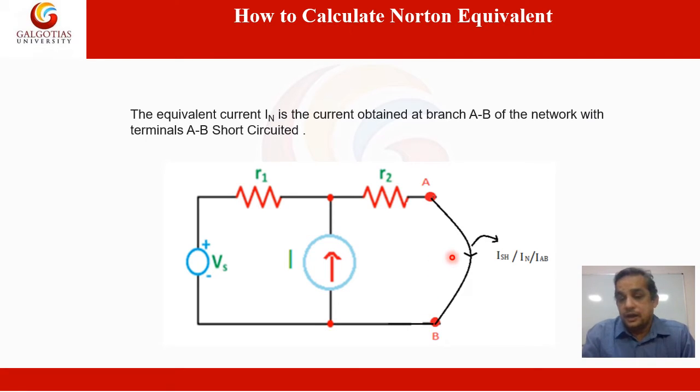Now we find the current in the short circuit AB. We find the current across terminal AB. This current is known as Norton current, or short circuit current. Now how to calculate it? We find the current through KVL, KCL and superposition.